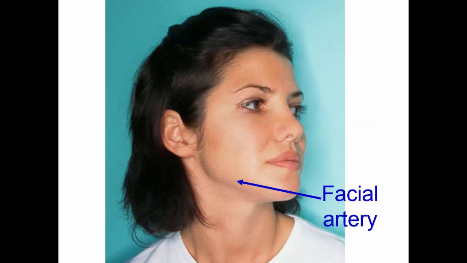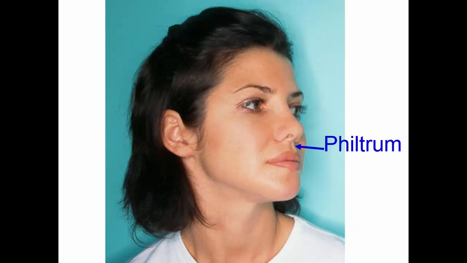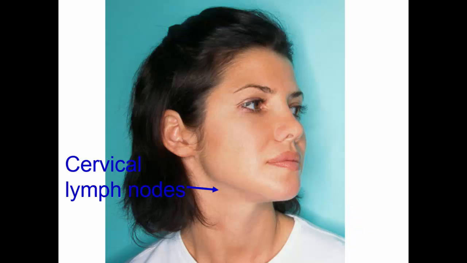The facial artery is just under the jawline here. It's very difficult to find at times, but it is one of the pulse points that can be used to check your heart rate. The philtrum is the little divot under your nose. The cervical lymph nodes are found under the angle of your jaw. Palpating these is important to determining if there is an infection in the head region.